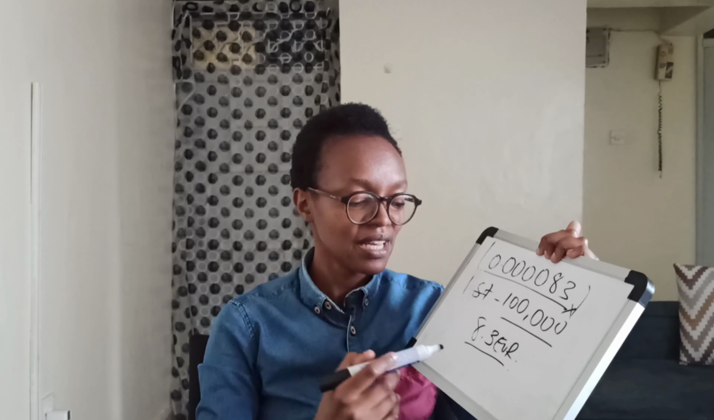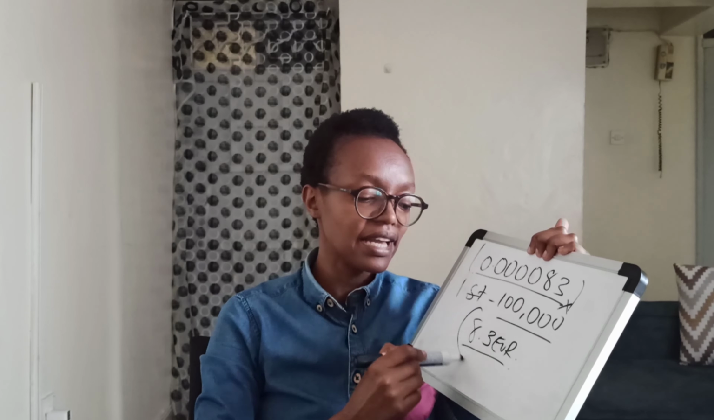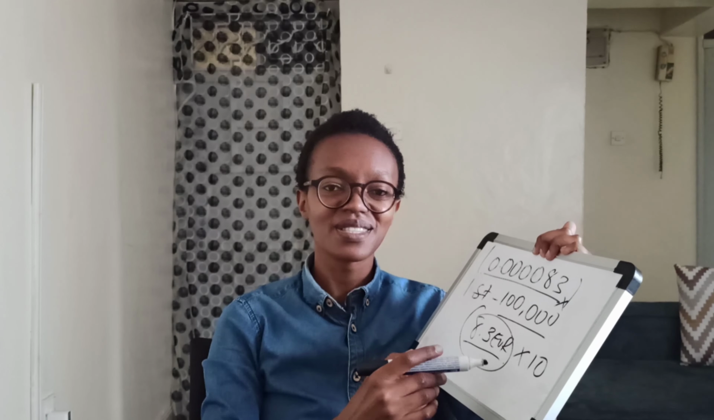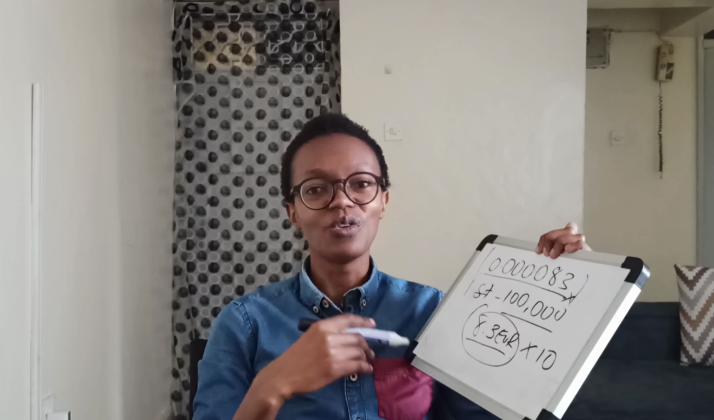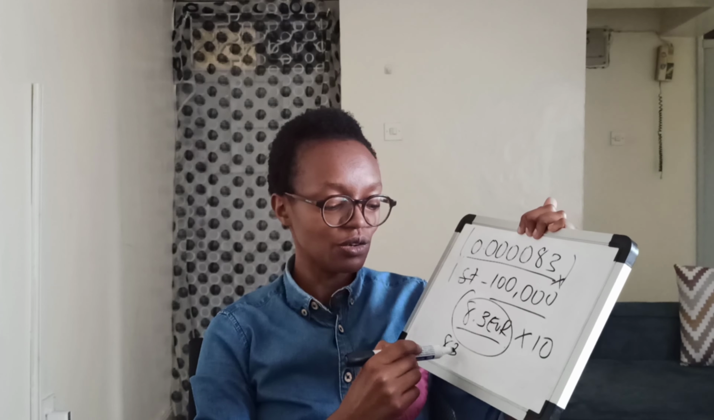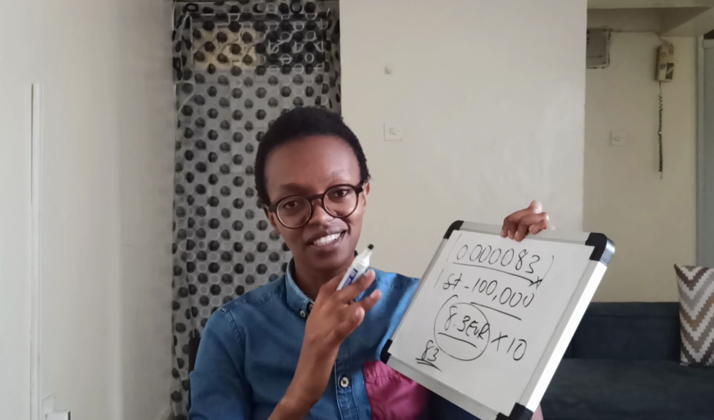What this means is that if you had placed a trade and it went in your favor by 1 pip, you'd make 8.3 euros. Now let's assume the trade went in your favor by another 10 pips. When you multiply that by 10, you have already made 83 euros. So as much as you can see the potential to make money in Forex, it's important to also notice that it's also very easy for you to lose money in Forex.